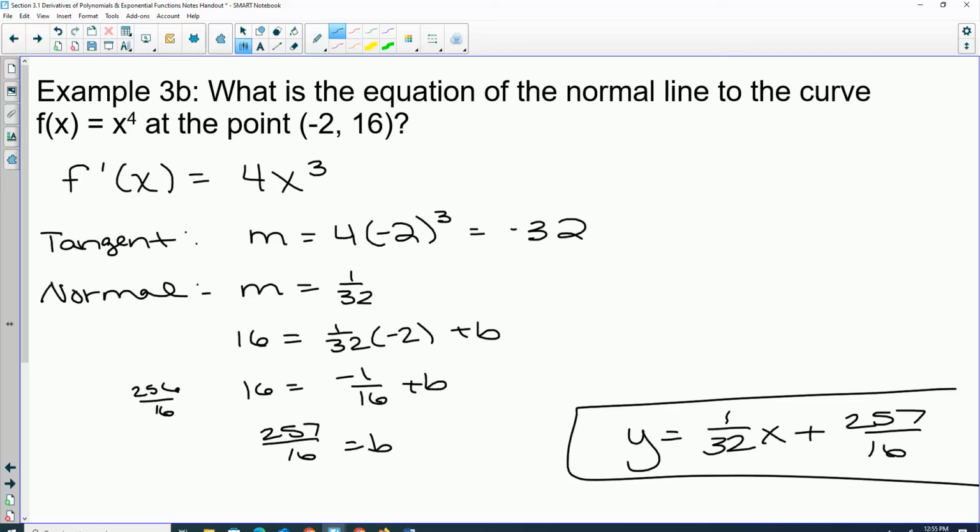So we've done lots of tangent lines before today. Normal line is essentially the same thing. You have to first get the slope of your tangent, then do opposite reciprocal. Any questions about that?